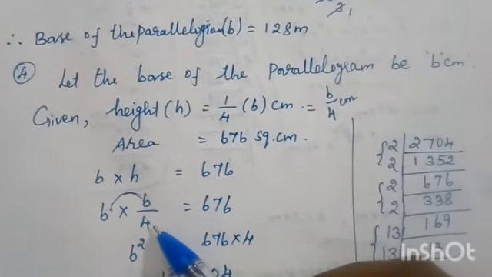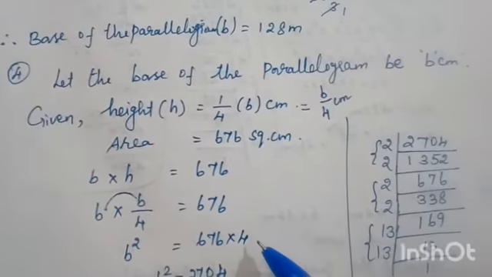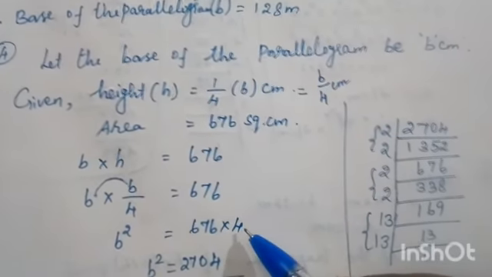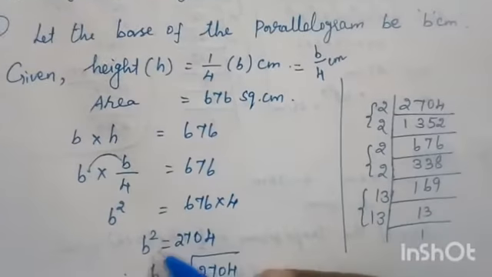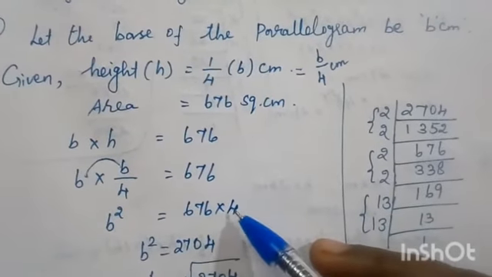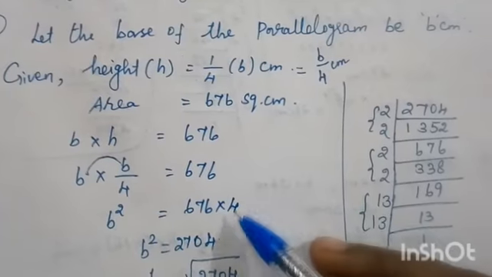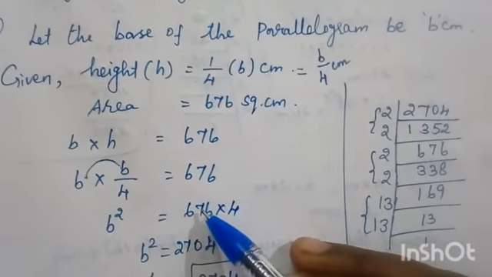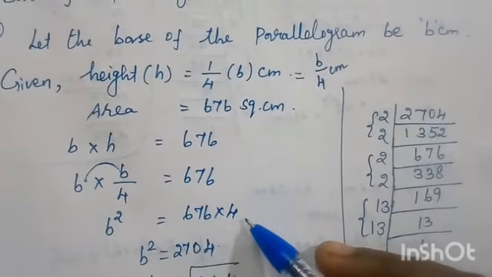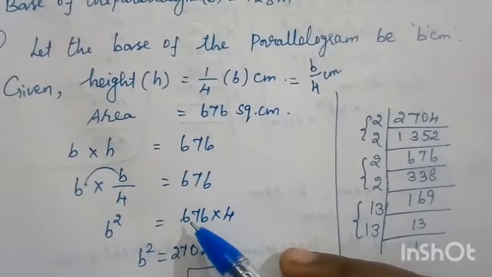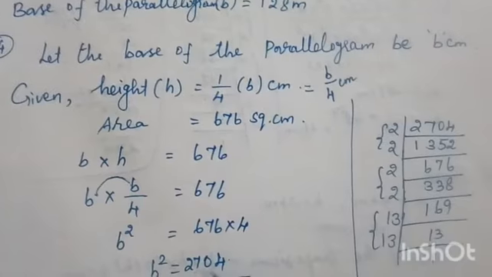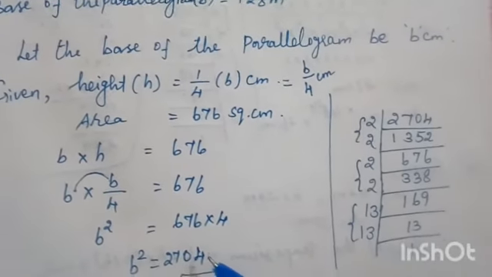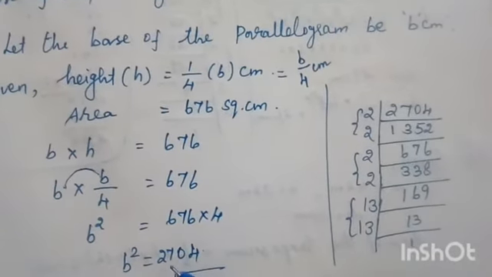For this, the denominator 4 moves to the right hand side. It becomes a multiplication. So 676 into 4. So b square equals, you have to multiply these two. 6 4s are 24, balance 2. 7 4s are 28, 28 plus 2 is 30, balance 3. 6 4s are 24, 24 plus 3 is 27. So b square equals 2704. So now we want to find the b value.